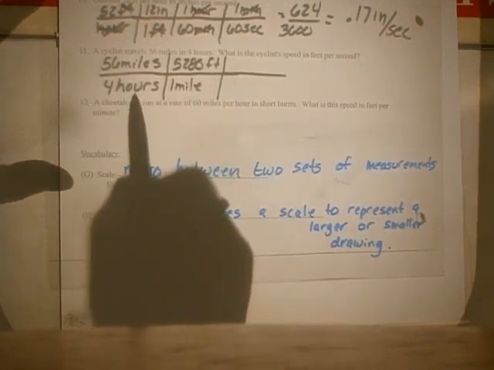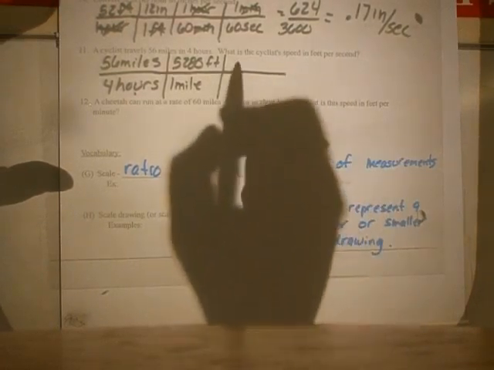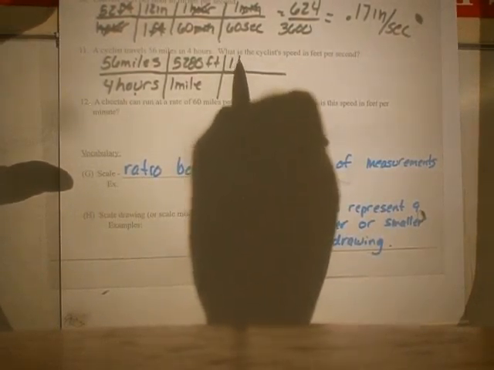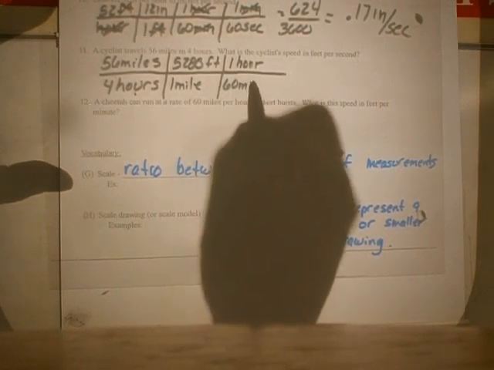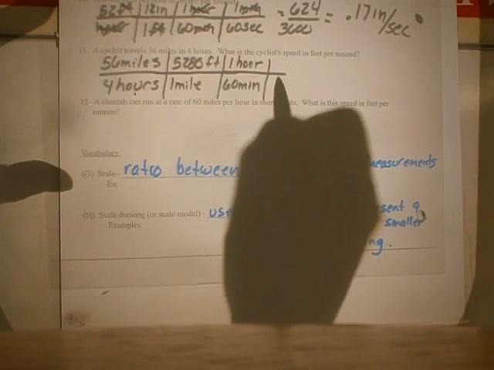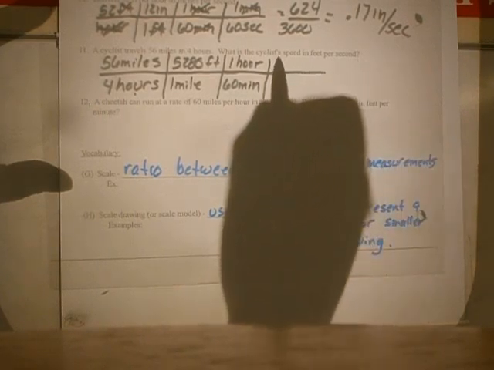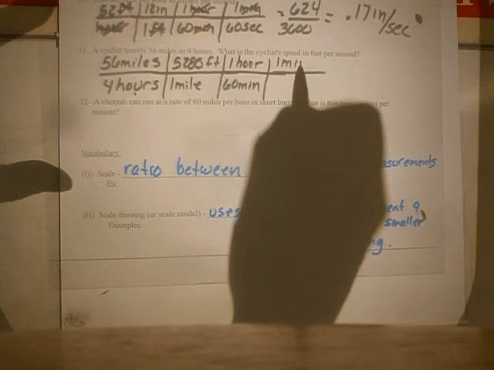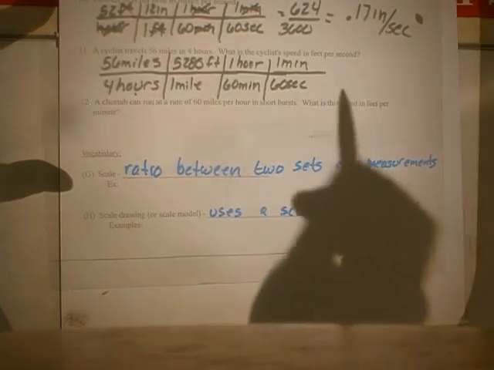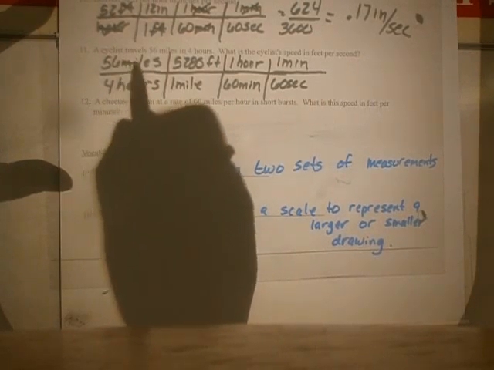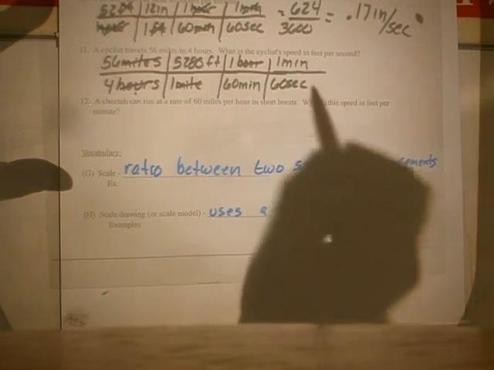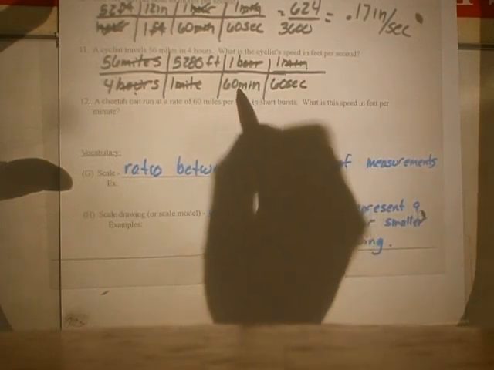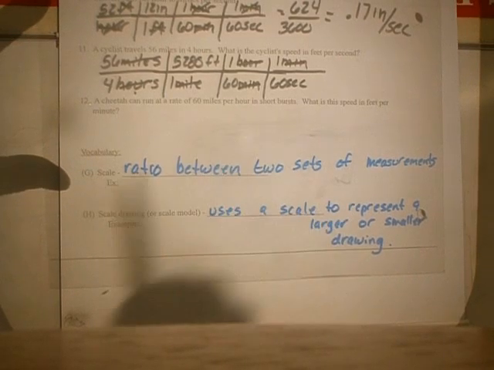And now we need to change from hours into seconds. 1 hour is 60 minutes. And then we change from minutes to seconds. 1 minute is 60 seconds. A bunch of our rates cancel. Miles cancels with miles. Hours cancels with hours. Minutes cancels with minutes. And you're left with feet per second.